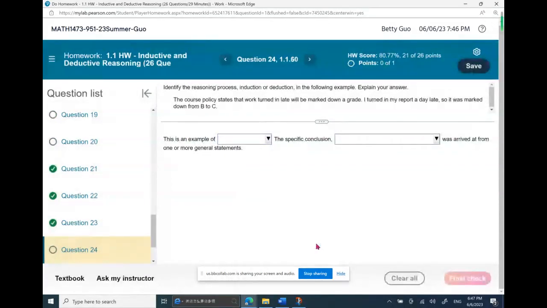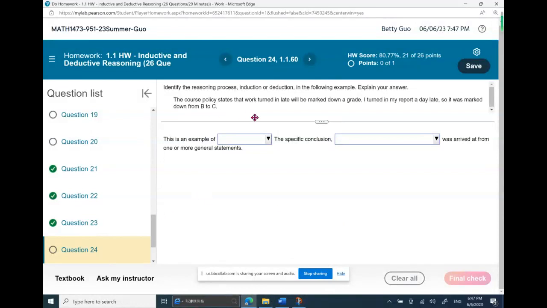How do we evaluate the reasoning, good or bad, strong or weak? It depends on the representativeness of the sample. The 1,100 people, is that a good sample? Are they representative or not?